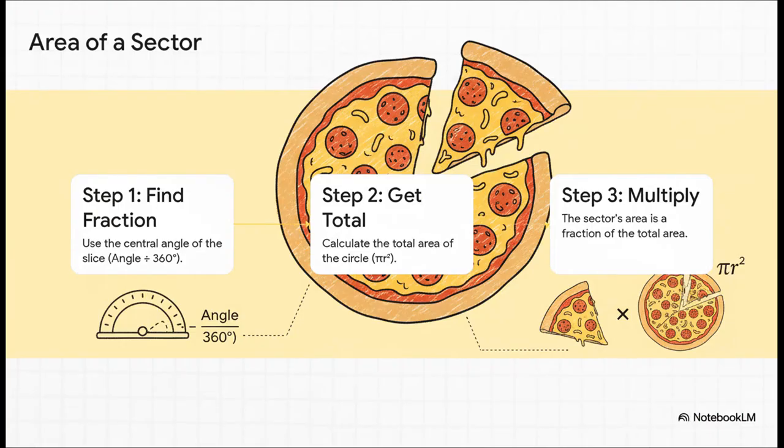So here's the secret, and it's not really a secret at all. The area of a slice is just a fraction of the area of the whole circle. The logic is super simple. Step 1, you find that fraction. Well, a full circle is 360 degrees, so the fraction is just the angle of your slice divided by 360. Step 2, get the total area using that pi r squared formula we just mentioned. And step 3, you just multiply them together. That's it. You're just finding a fraction of the total.